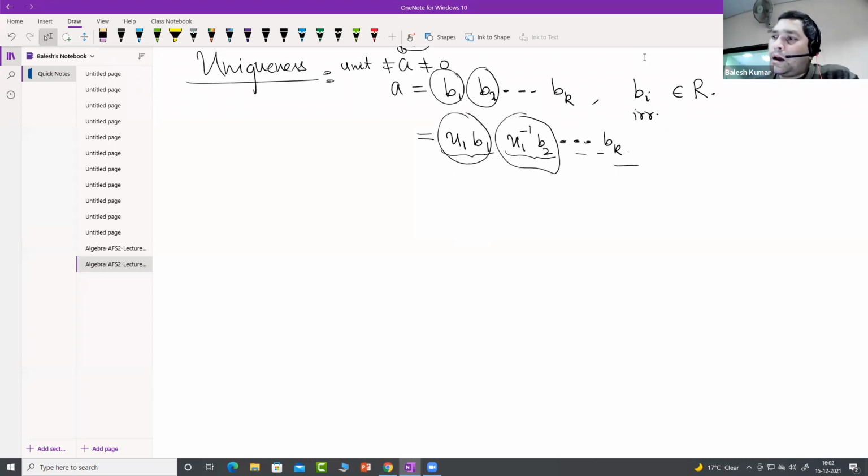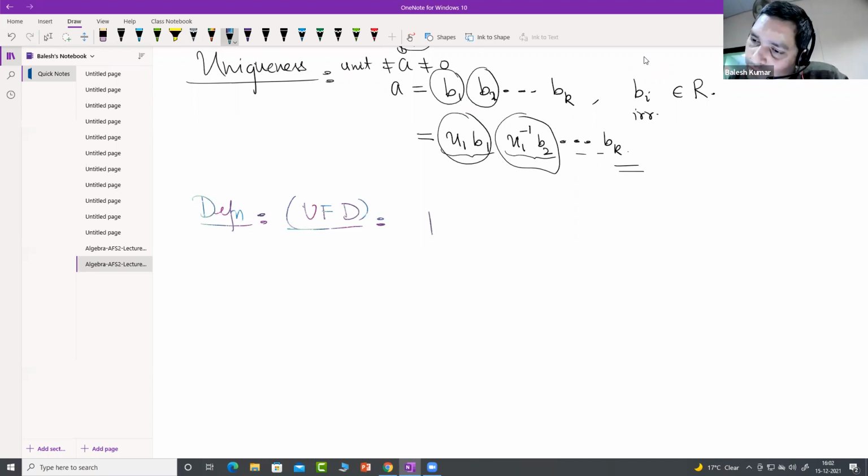With this much discussion, let me now define what we mean by a unique factorization domain. We are going to define what we mean by UFD, which I am writing in short as the notation for a unique factorization domain.